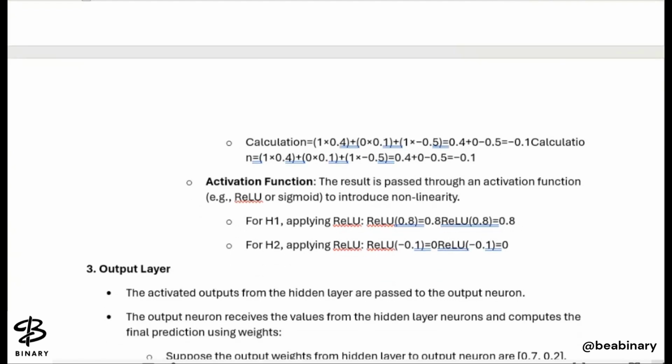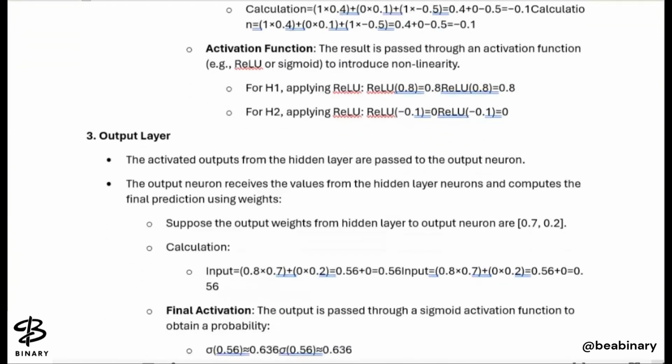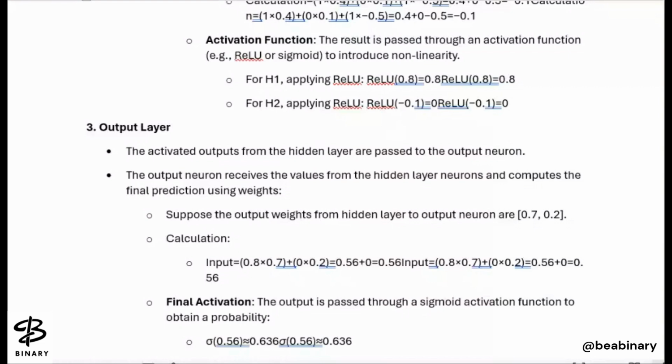So the output layer: the activated outputs from the hidden layer are passed to the output neuron, and the output neuron receives the values from the hidden layer neurons and completes the final prediction using the weights. Suppose the output weights from the hidden layer to the output neuron are 0.7 and 0.2. So the calculation will be done accordingly: 0.8 multiplied by 0.7 plus 0 multiplied by 0.2, which is equal to 0.56 plus 0, so 0.56.